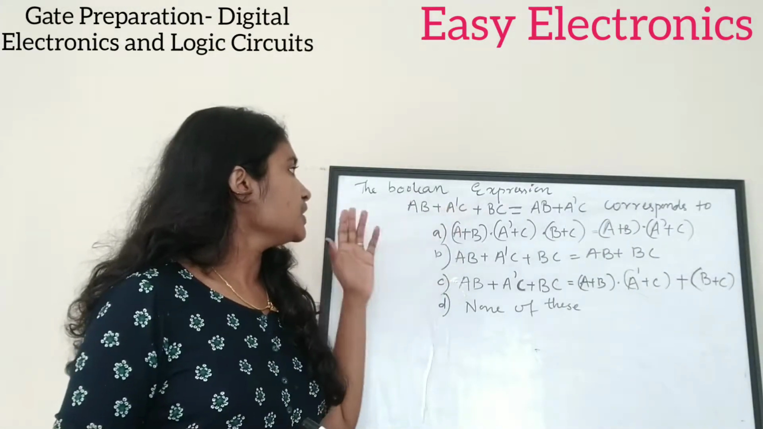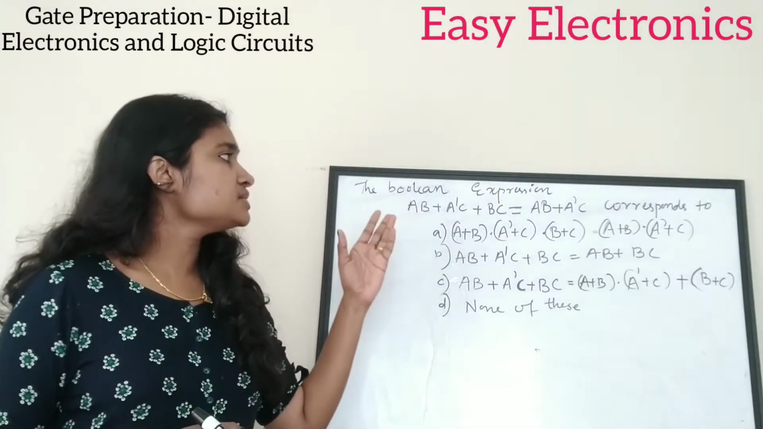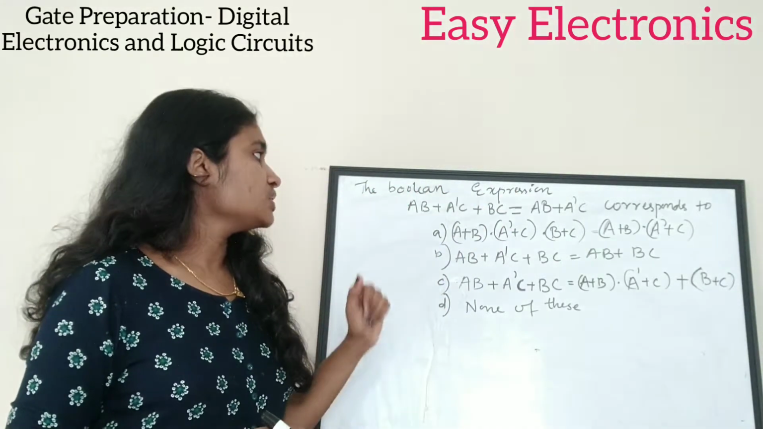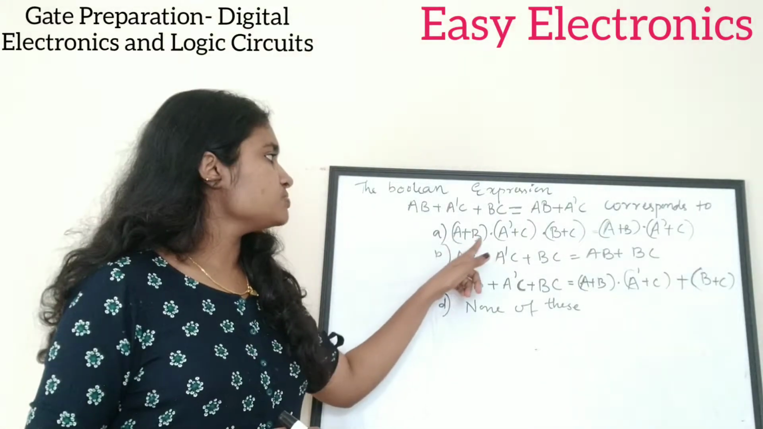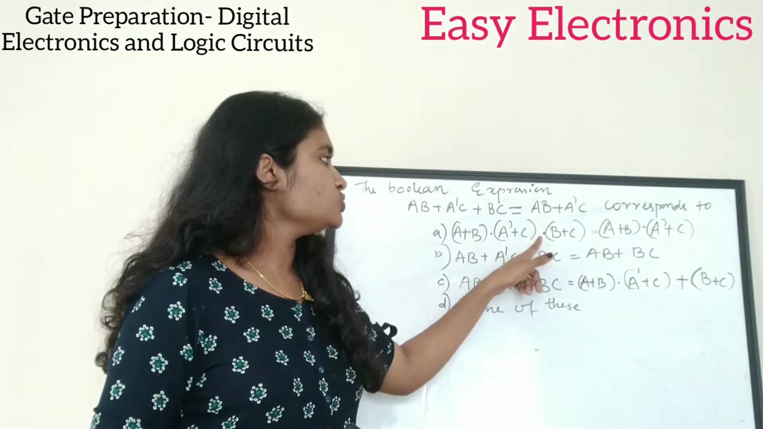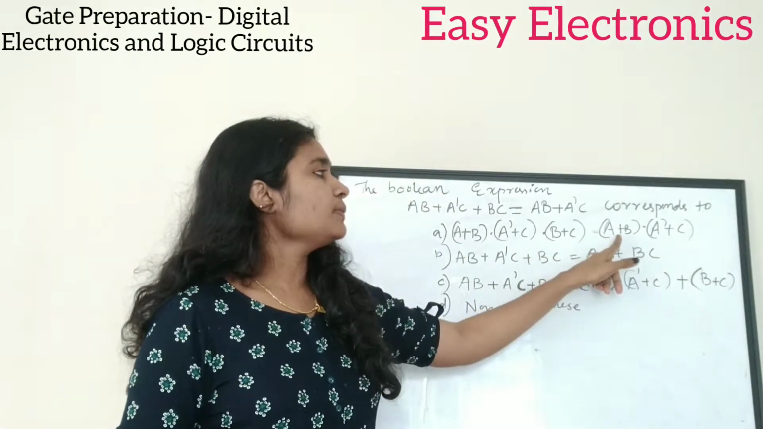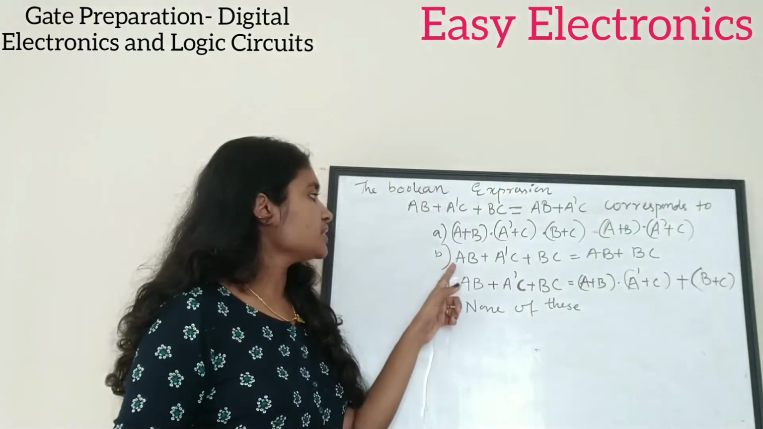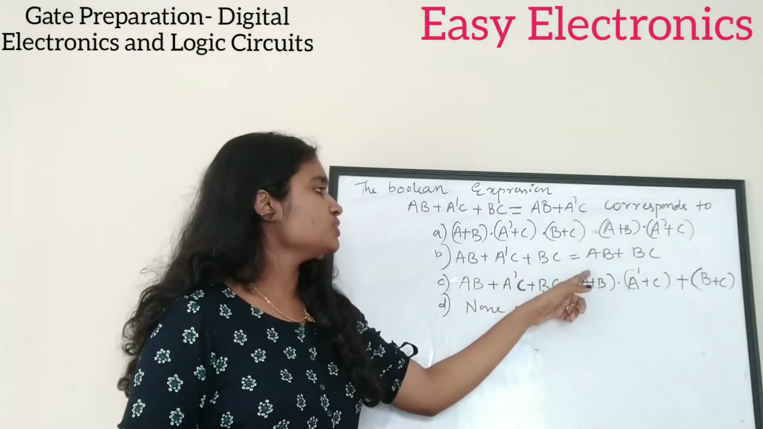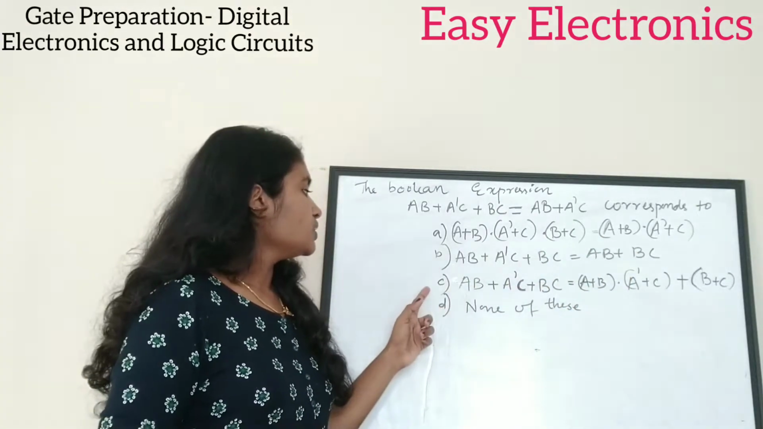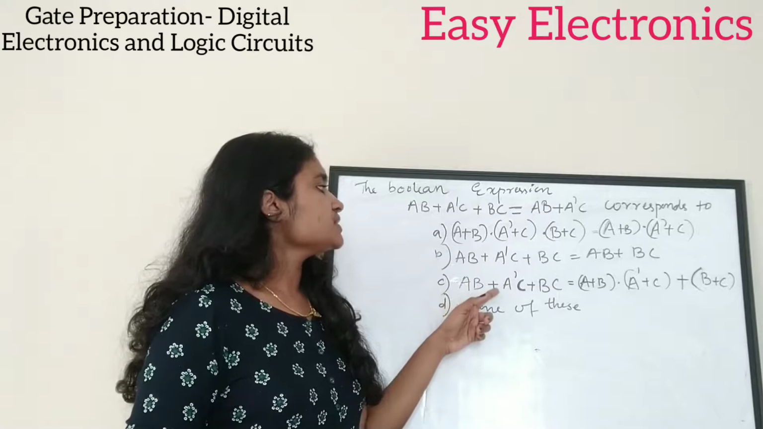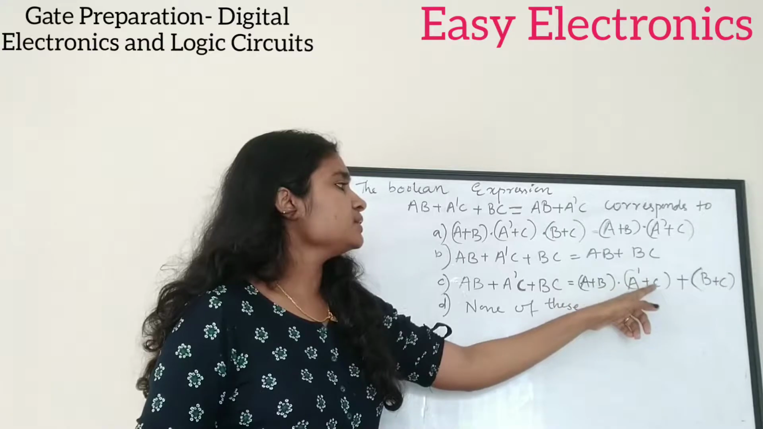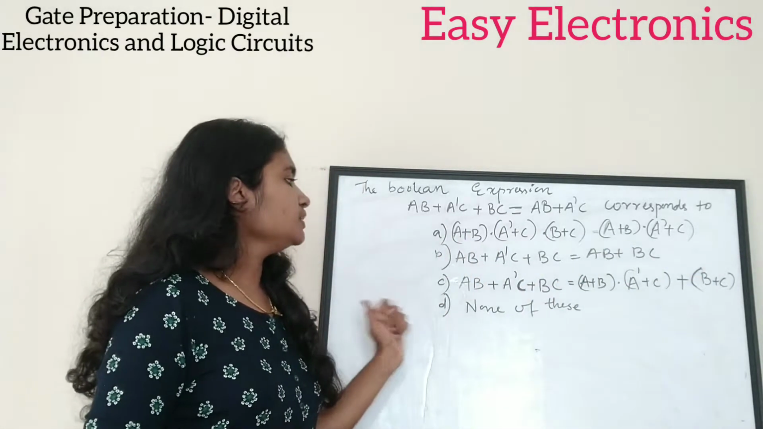The Boolean expression AB plus A bar C plus BC equal to AB plus A bar C corresponds to dash. Option A: (A plus B) into (A bar plus C) into (B plus C) equal to (A plus B) into (A bar plus C), which is your option A. Option B: AB plus A bar C plus BC equal to AB plus BC. Option C: AB plus A bar C plus BC equal to (A plus B) into (A bar plus C) plus (B plus C). Option D, none of these.